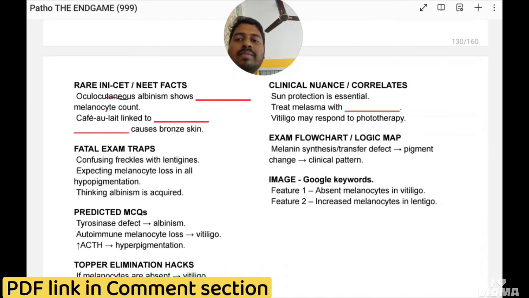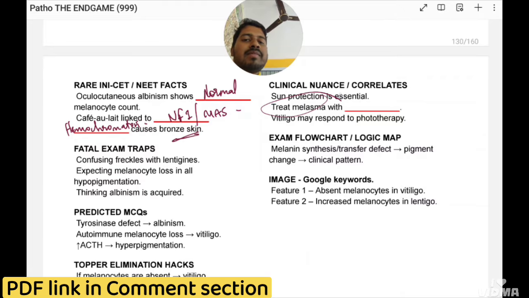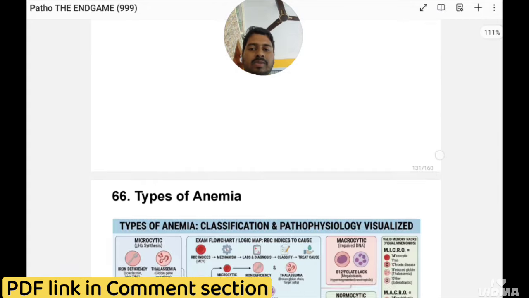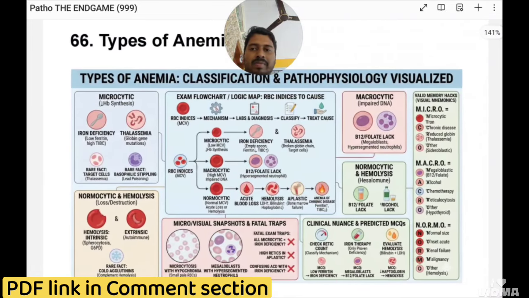Next, oculocutaneous albinism shows normal melanocyte count or decrease. It is normal only. The problem is what? Problem is the enzyme. Which enzyme? Tyrosinase. Café-au-lait spot is linked to neurofibromatosis 1, McCune-Albright syndrome, okay. Dash causes bronze skin: hemochromatosis. We discussed this also. Hemochromatosis. Treat melasma with the hydroquinone, okay. Done. So we'll go to the next topic, anemia, a simple topic, okay.